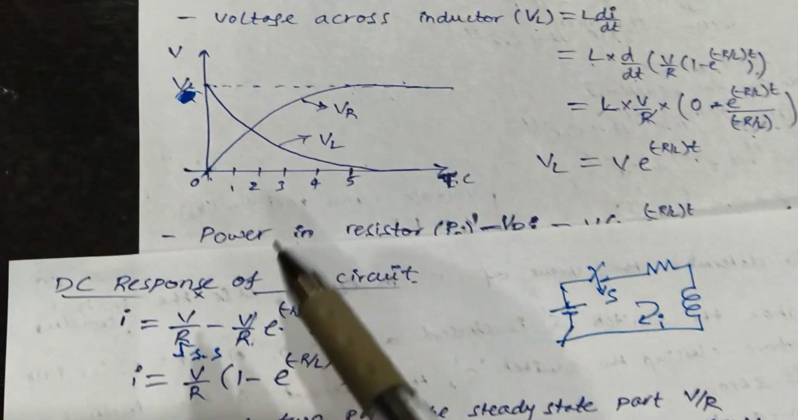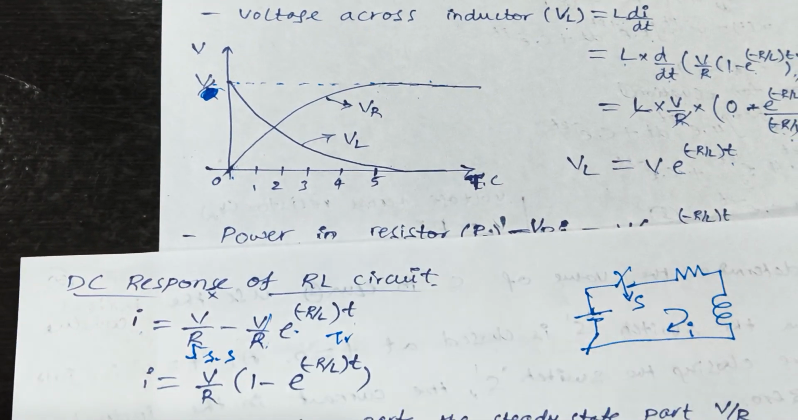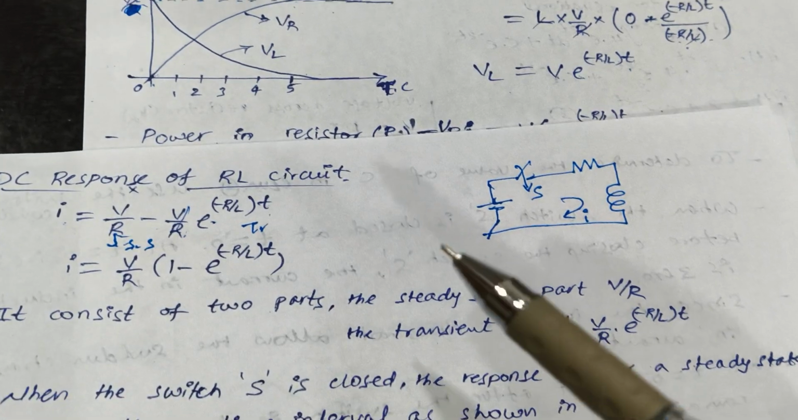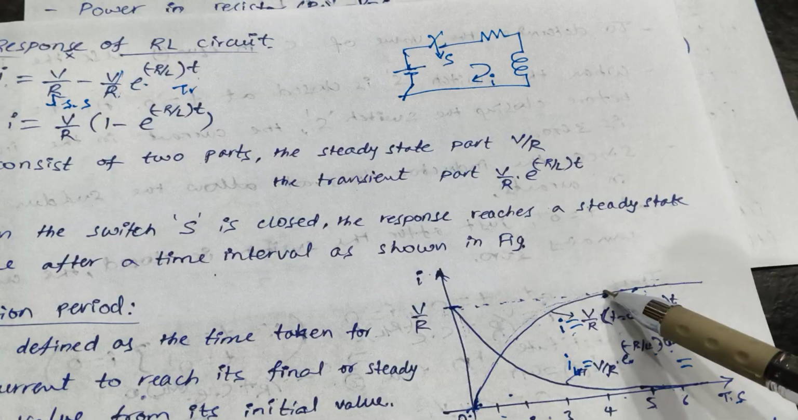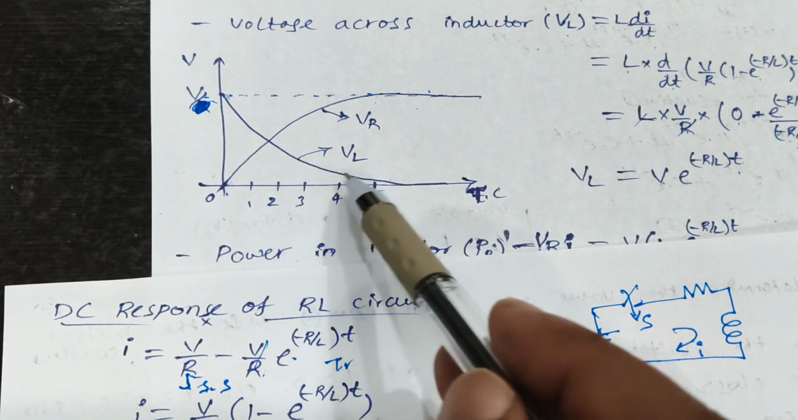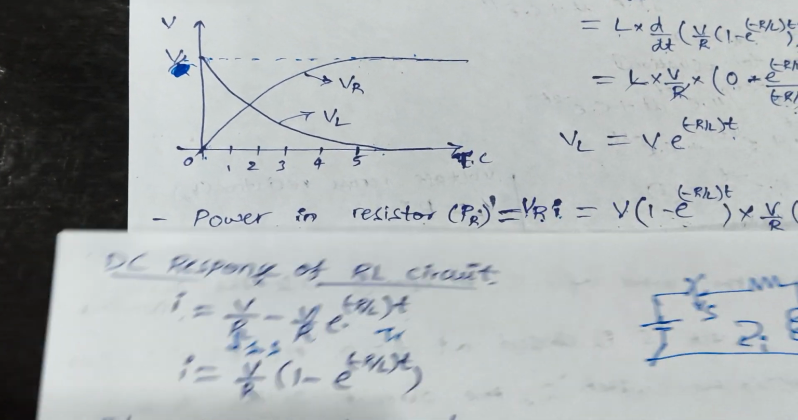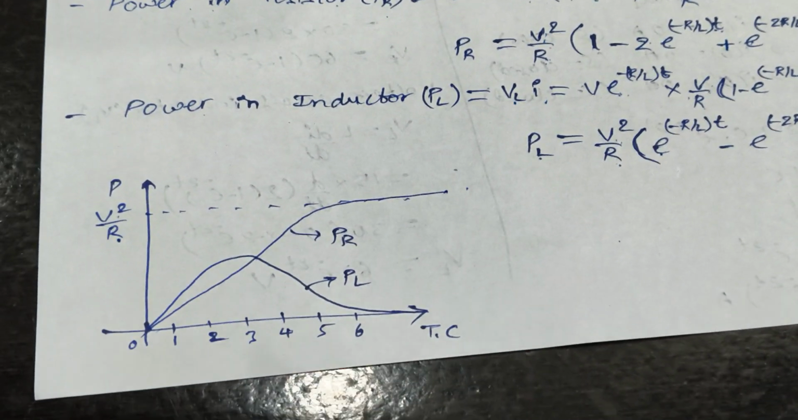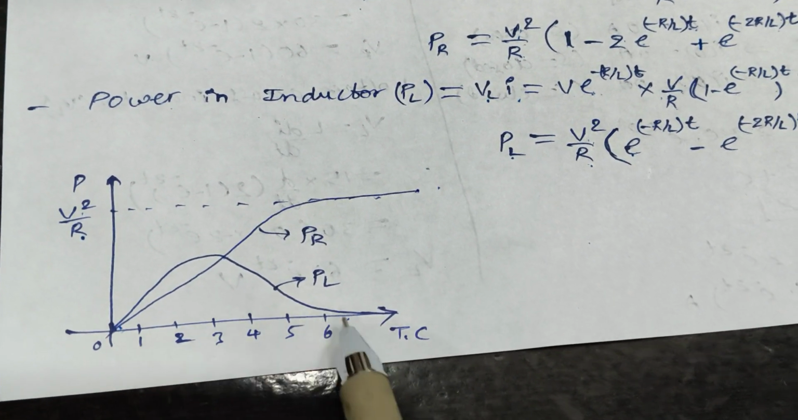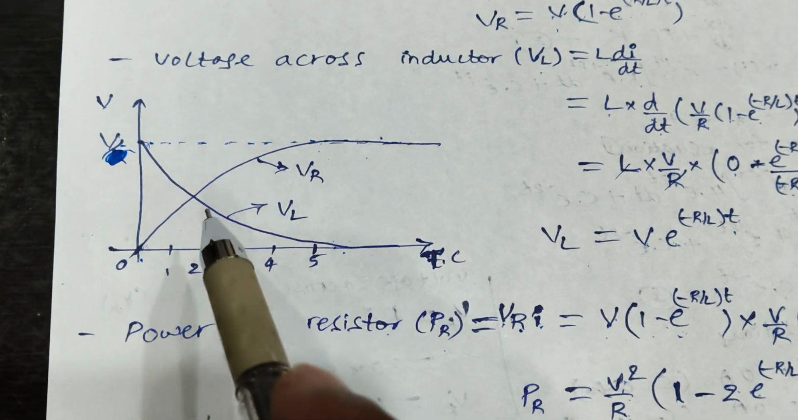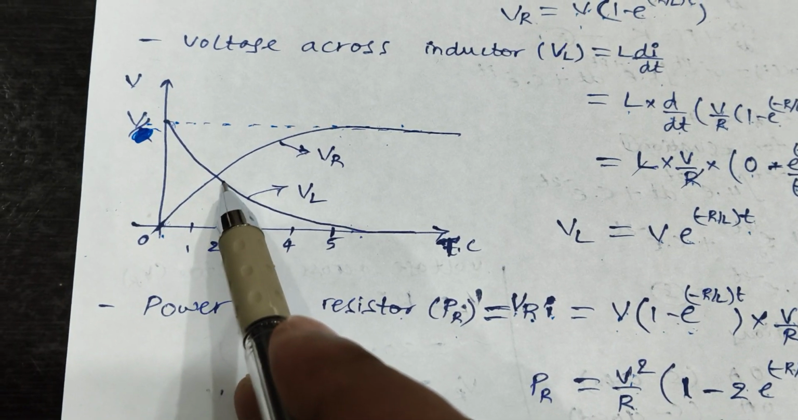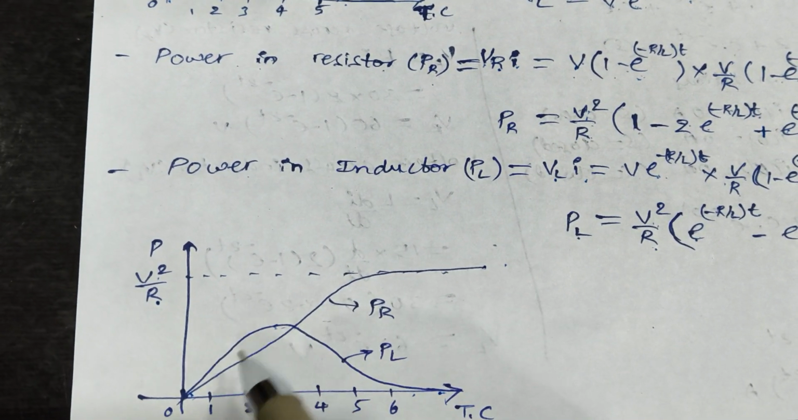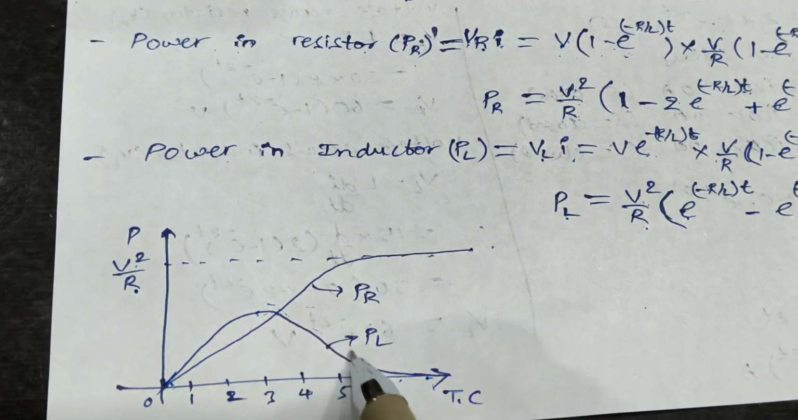So initially the current is 0 and voltage across inductance is maximum. That means your power in inductor will be equal to 0 into maximum, that will become 0. And the current is reaching V by R, whereas voltage across inductance is reaching 0. 0 into V by R, again 0. That means at both the starting point and ending point, the power in inductor is 0 and 0. In between, both current and voltage across inductance will reach some value. When you multiply, it will reach the maximum. That's why power will go to the maximum, then it will reach 0.